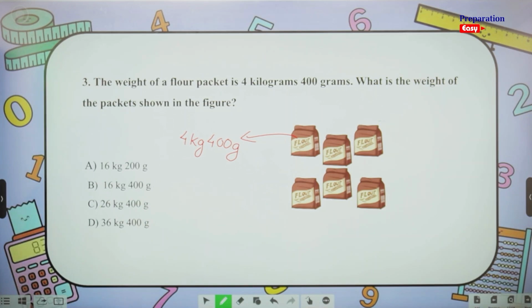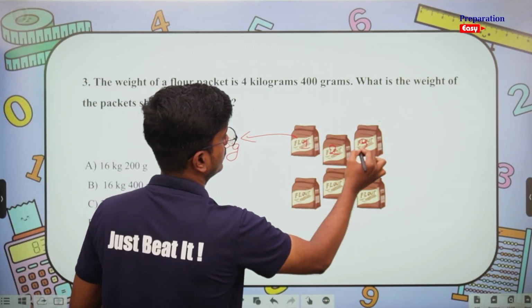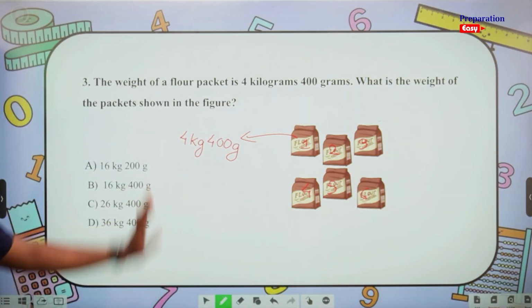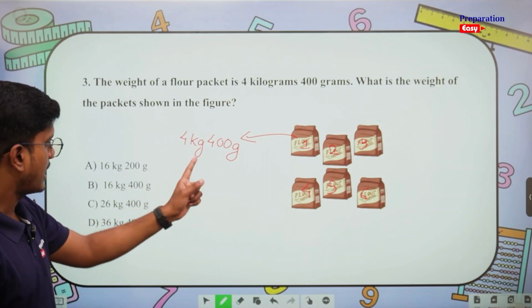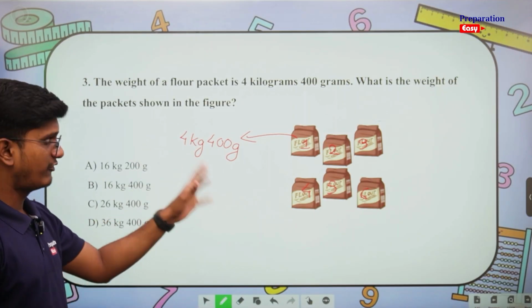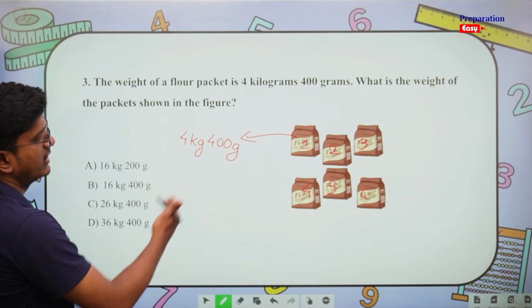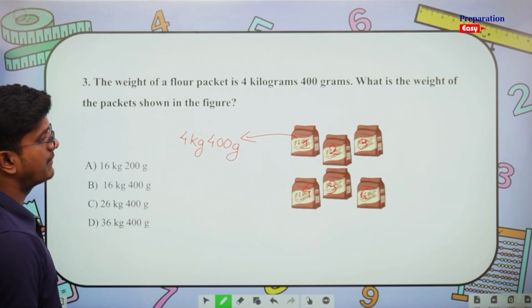How many packets we have in total? So in total we have how many? 1, 2, 3, 4, 5 and 6, right? So we have 6 packets. And each packet is of 4 kilograms and 400 grams, 4.4 kgs we can say. So what we can do, we can add this as well, 4 kg plus 400 grams plus another 4 kg plus 400 grams.